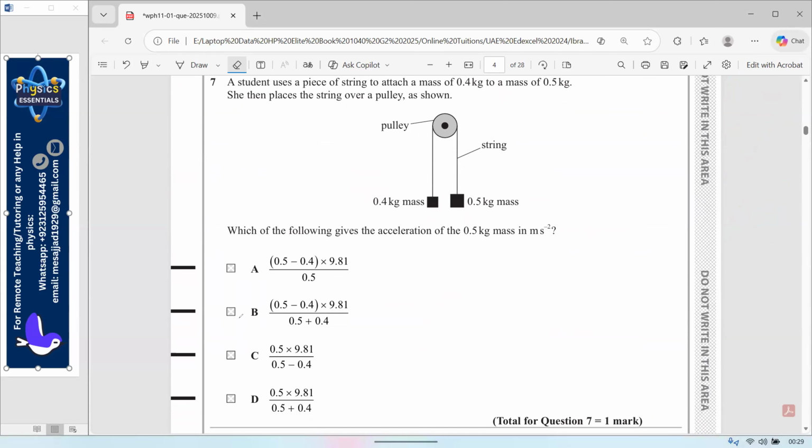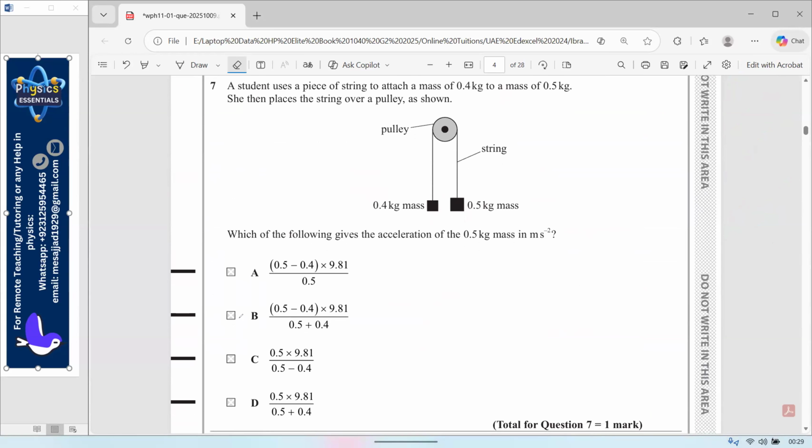A student uses a piece of string to attach a mass of 0.4 kg to a mass of 0.5 kg. She then places the string over a pulley as shown. Which of the following gives the acceleration of the 0.5 kg mass in meters per second squared? So we need to find the acceleration for the mass of 0.5 kg.